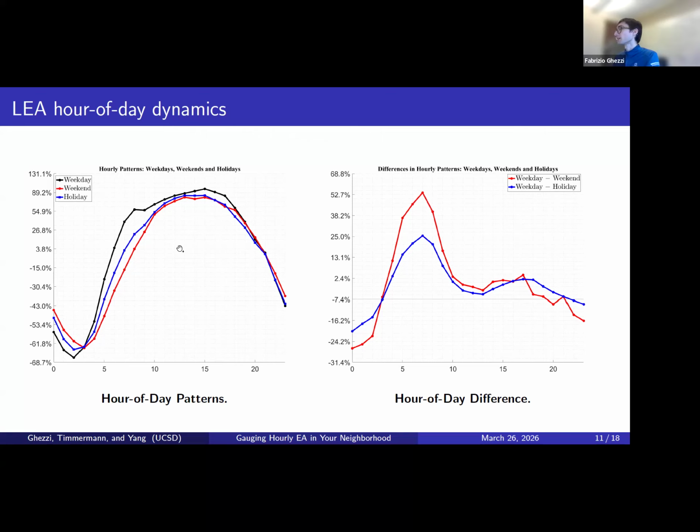But what we are documenting here is that in local economic activity, within a day, you have a very huge dispersion. In the deepest part of the night, you have a drop of more than 50%, while at the peak of the day, you have about 100%. So it is double the economic activity with respect to the mean.